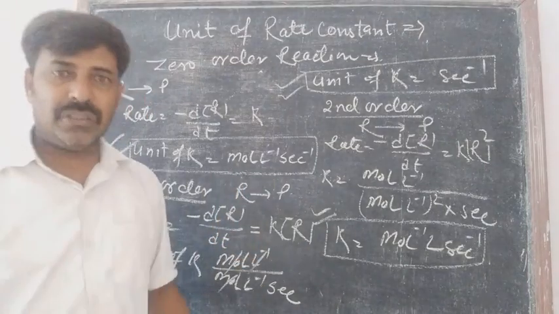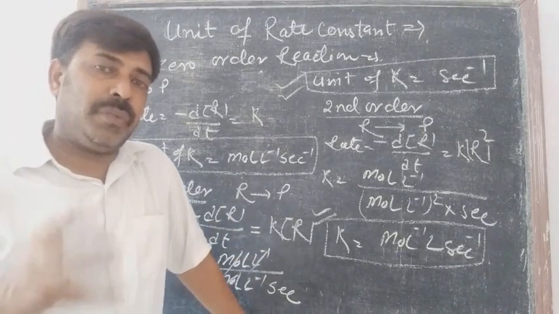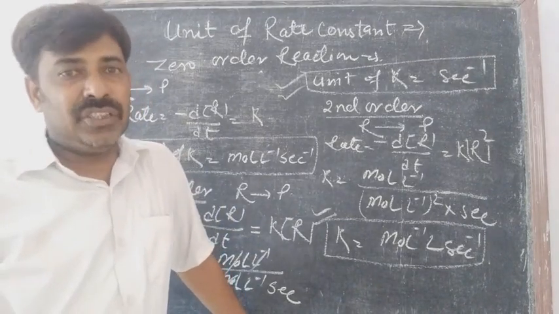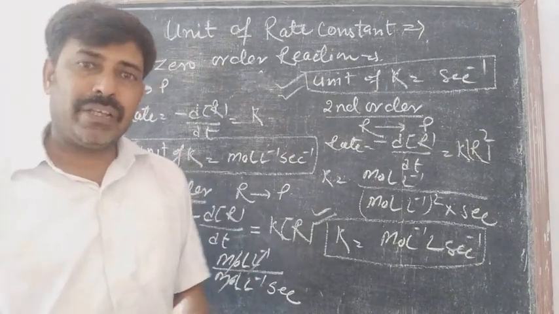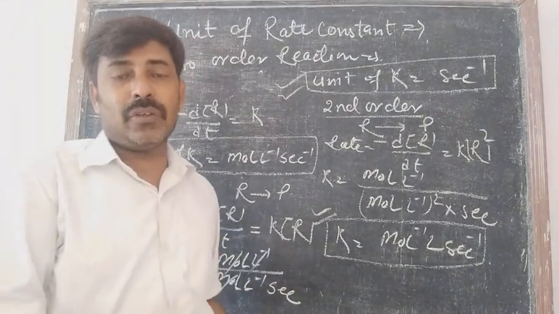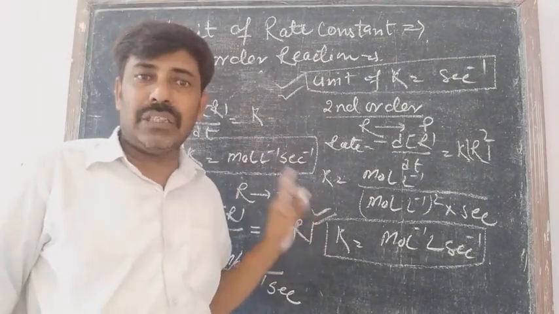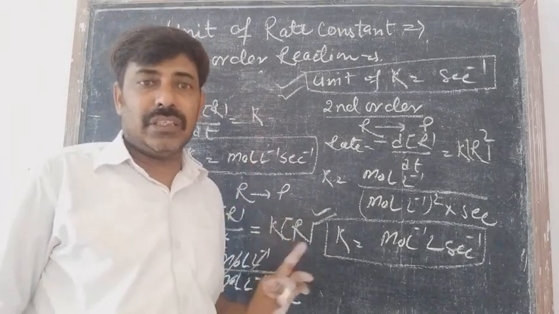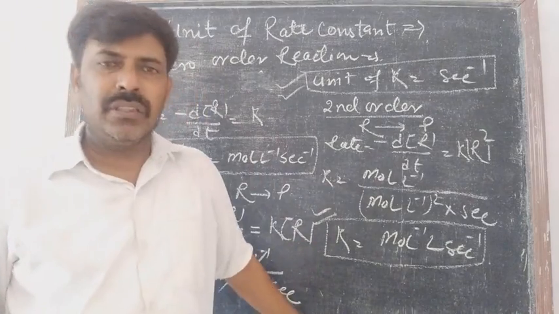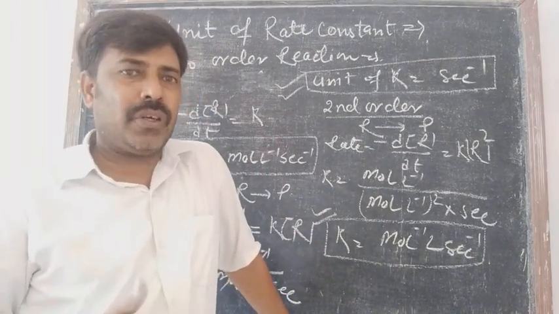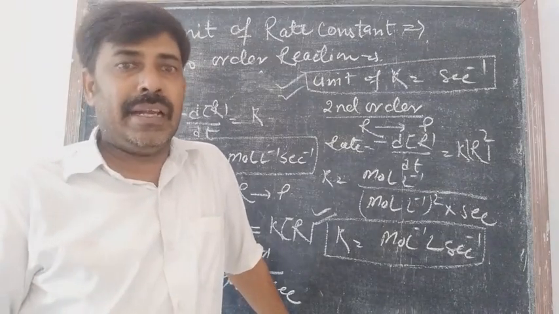Generally, what are the questions? The question is: what is the order of reaction if the unit of rate constant of this specific reaction is given? When you find the unit of the rate constant, on the basis of the unit you can easily identify whether the reaction is a first order, second order or zero order reaction. Generally we have seen that first order reactions are not asked.